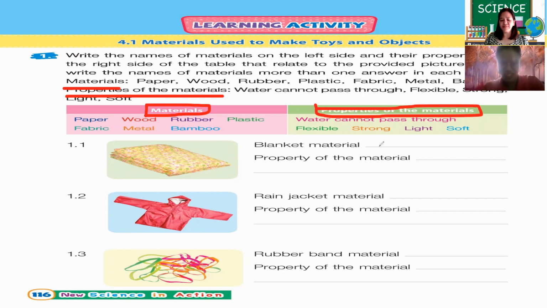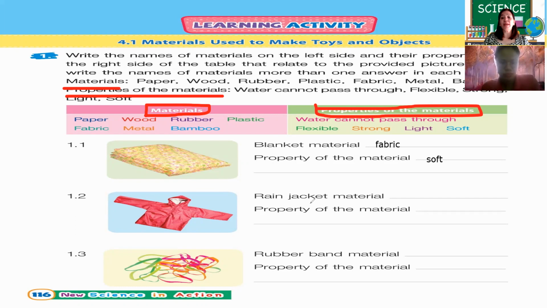Shout your answer. Okay, correct. It is fabric. Yes, correct. Fabric. And what is the property of the material? Shout your answer. Property of the material. Yes, it is soft. Yes, very good, correct. Okay, we move on to number 2.